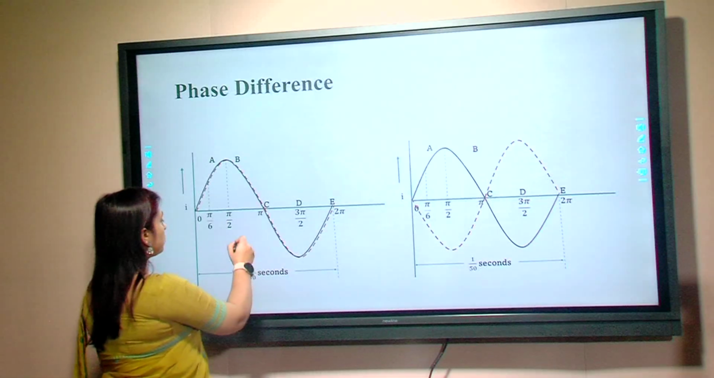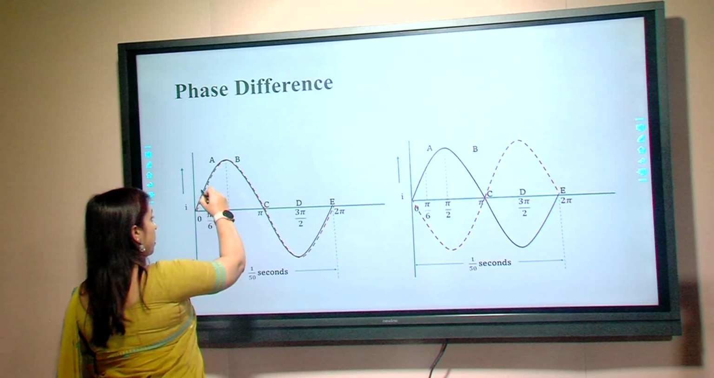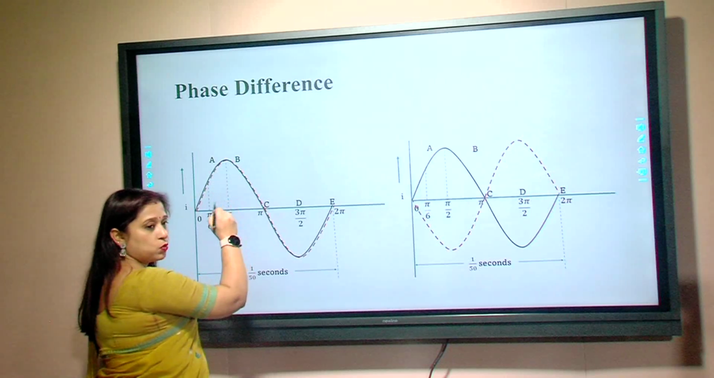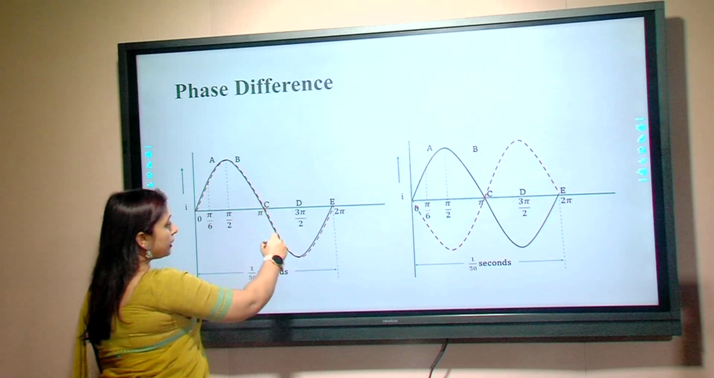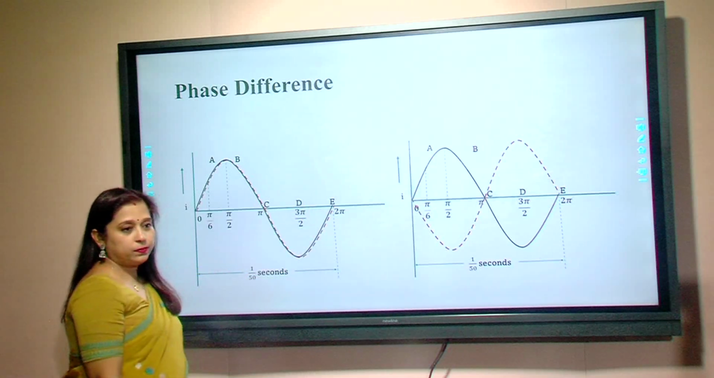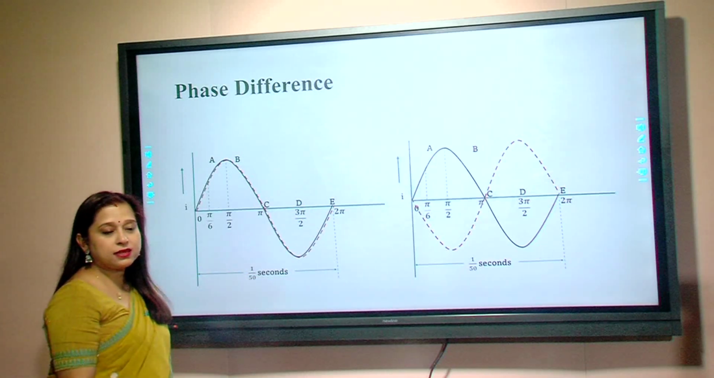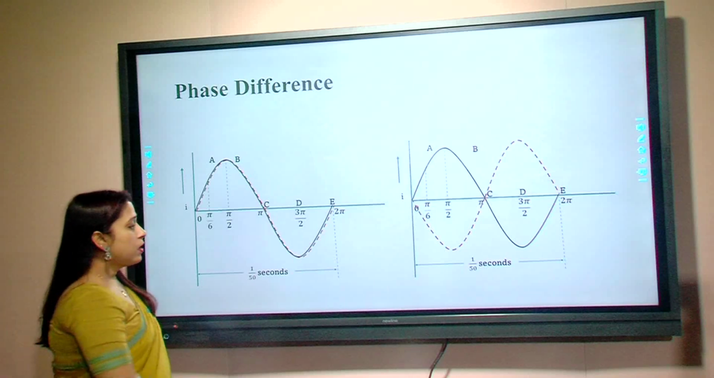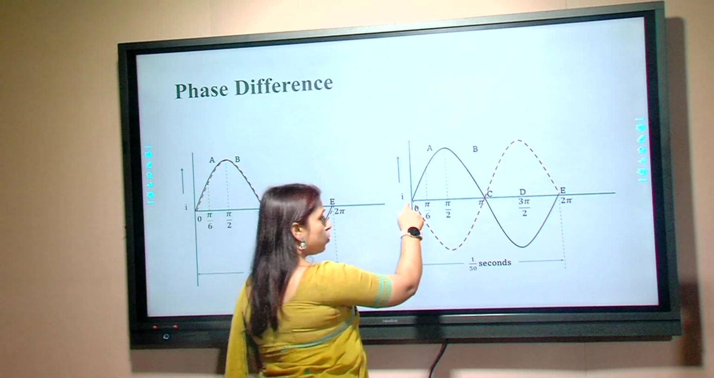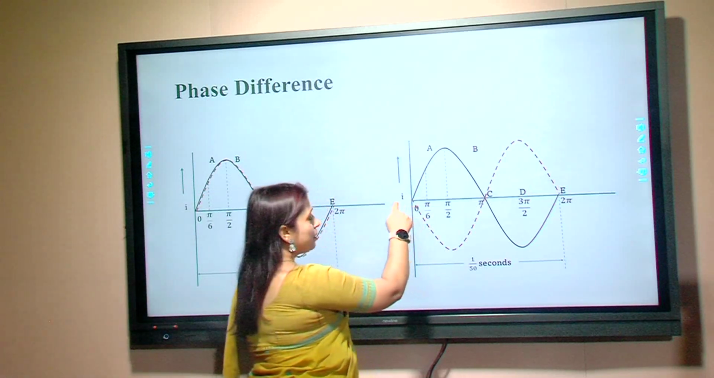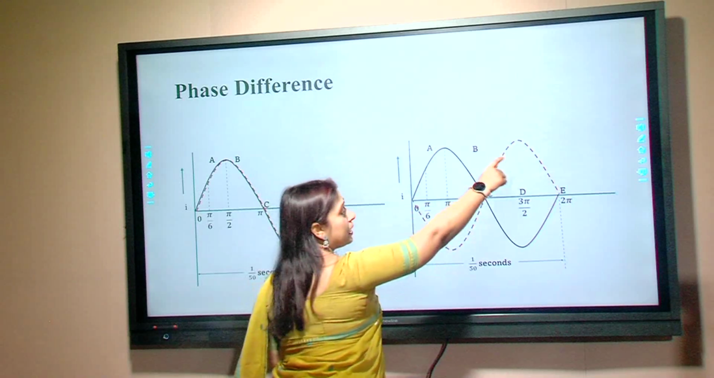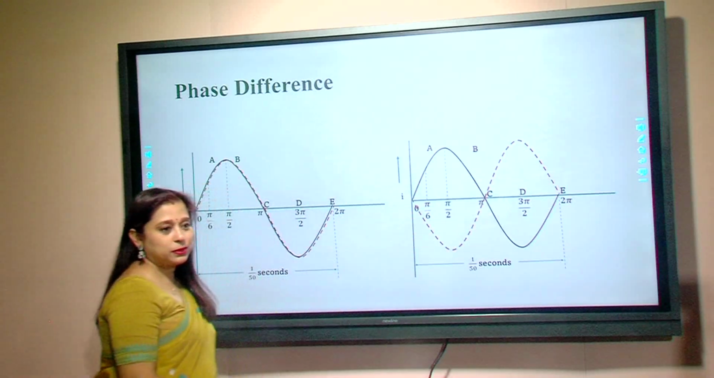Here we can see that waves A and B, these two sinusoidal waves, are completely in phase with each other. They are moving together, starting at the same point. While here, though they are starting at the same point, they are completely out of phase with each other.